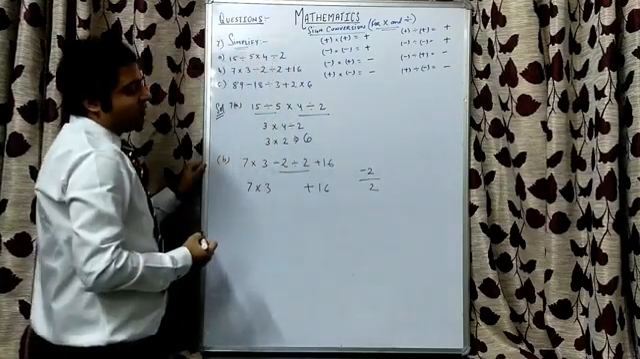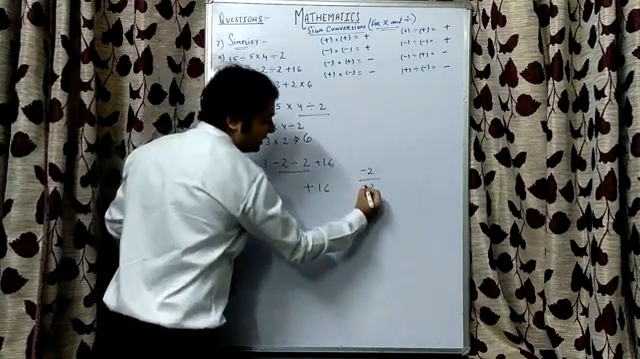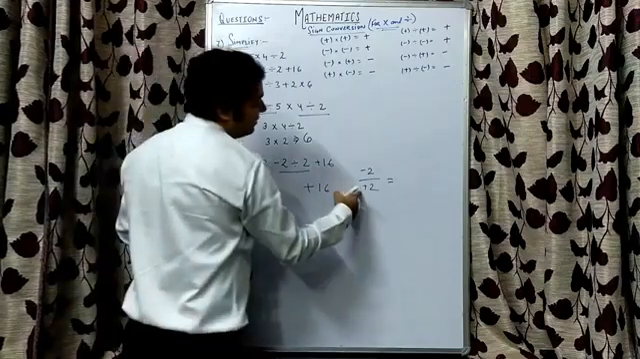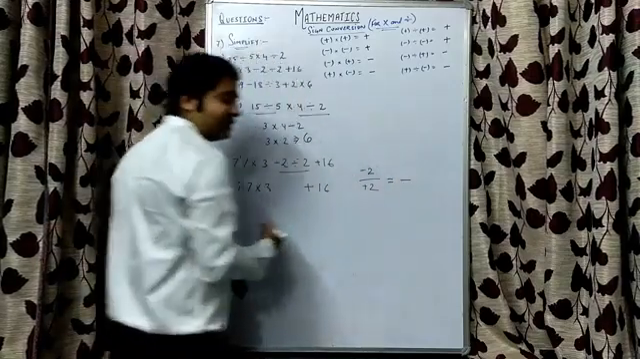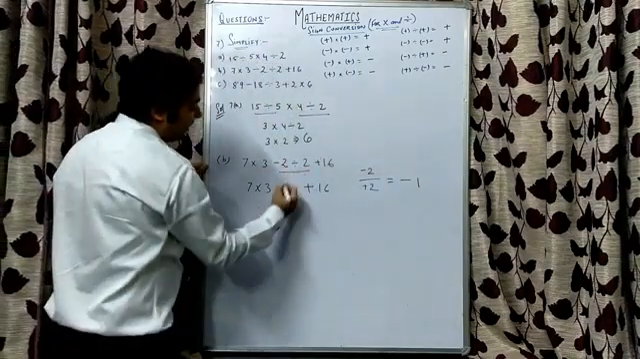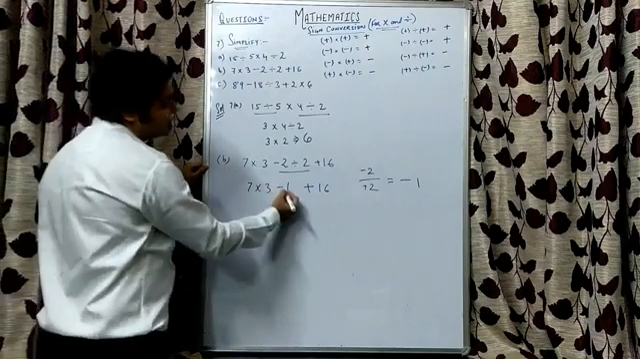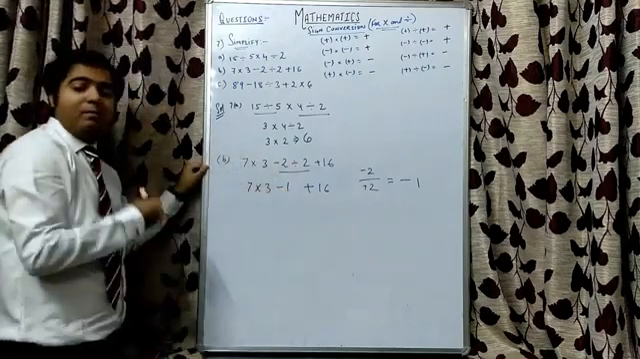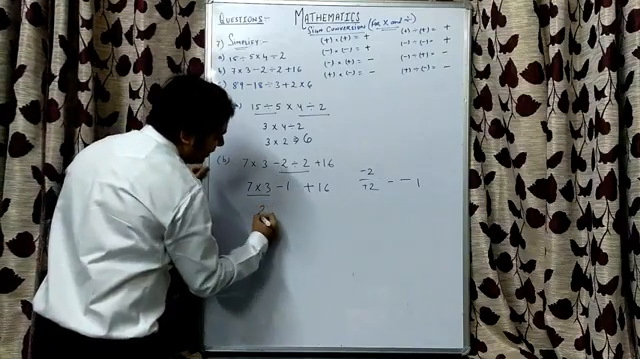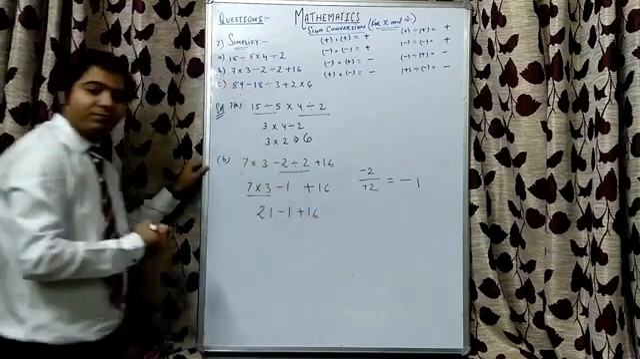When division is there, what we need to understand is that sign will be divided by sign. If nothing is there, this is plus. And number will be divided by number. Minus divided by plus will give me minus as the answer. 2 divided by 2 will give me 1. So the answer for this particular thing is minus 1. Right? Now, multiplication is there, subtraction is there, addition is there. BODMAS says multiplication will be solved first. So 7 into 3 will give me 21 minus 1 plus 16.